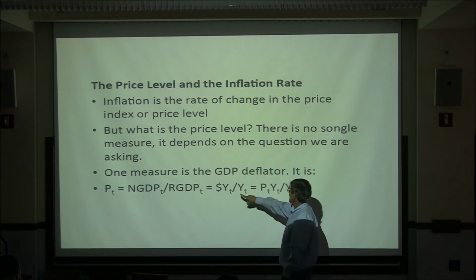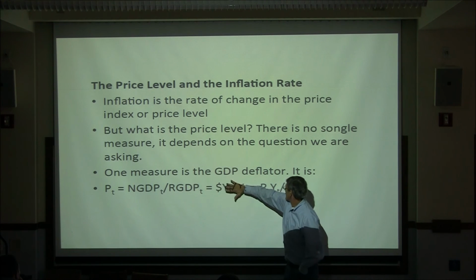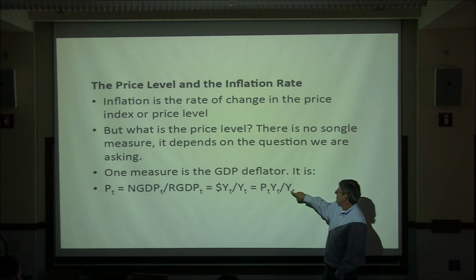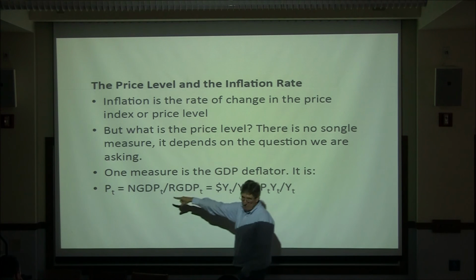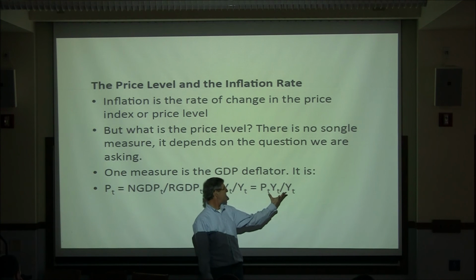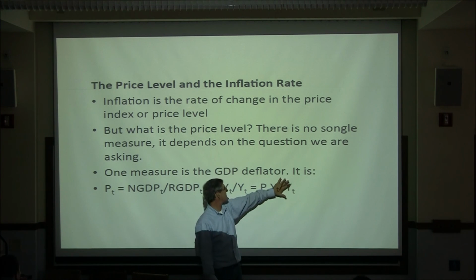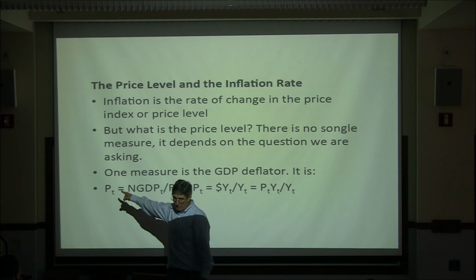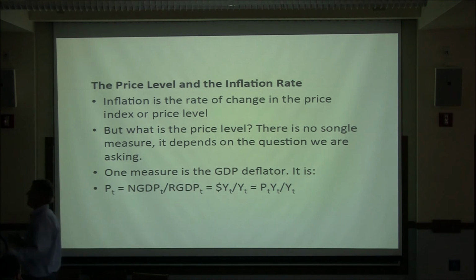So the math is easy. You just take PY over Y and you get P. That's nominal GDP, that's real GDP. Take that ratio, the Y's cancel, and we're left with P. And that's just, as I said, the average price of GDP.